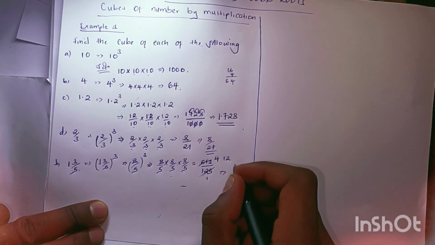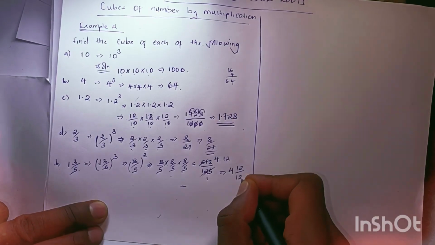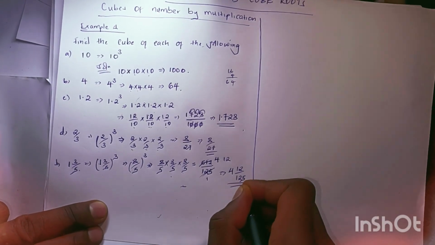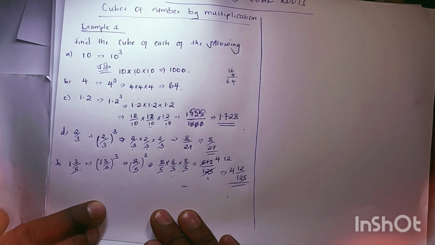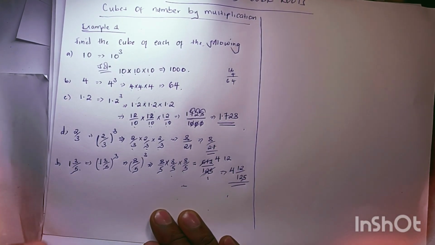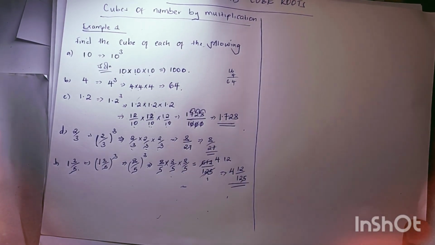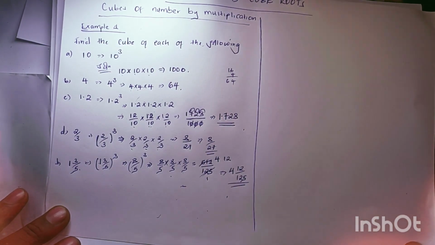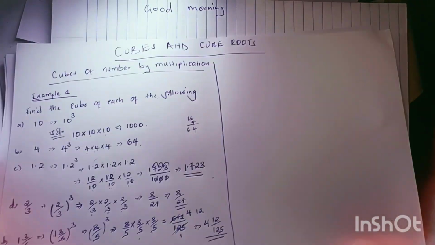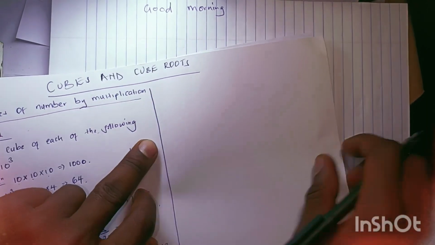So what is the answer there? It is 4 and 12 over 125. That is what I'll be getting as the cube of 1 and 3 over 5. After doing all those problems, I believe that I'm done with cubes of numbers by multiplication. Let me proceed to finding the cubes of numbers from mathematical table.